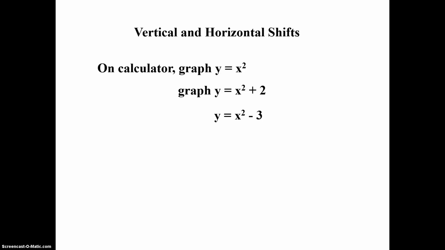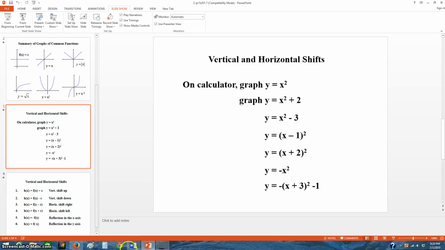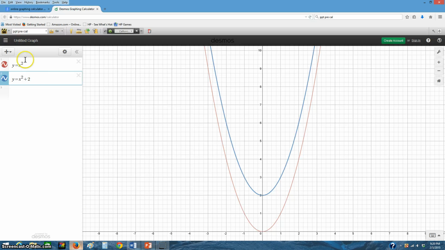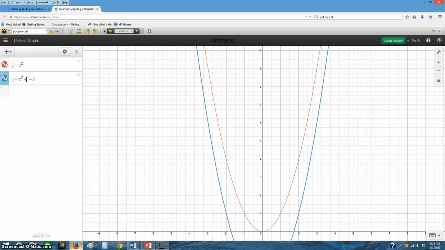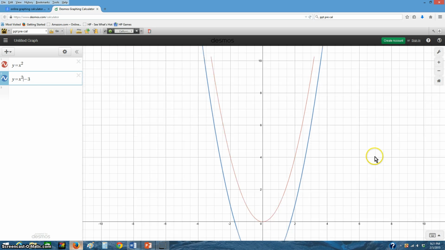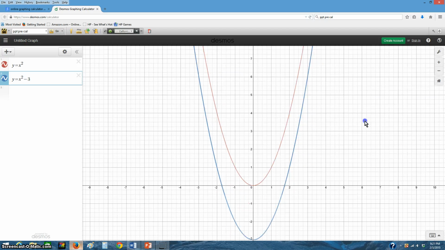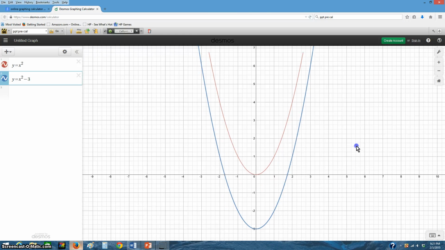Okay, so let's go back to our calculator, and we are going to, again, still keep our parent function, which is y equals x squared, but this time I'm going to change this equation into the one that I want, which is y equals x squared minus 3. Okay, so let's see what has happened. As you can see, again, my parent function is the one that's in red, and the new quadratic equation is the one that's in blue.